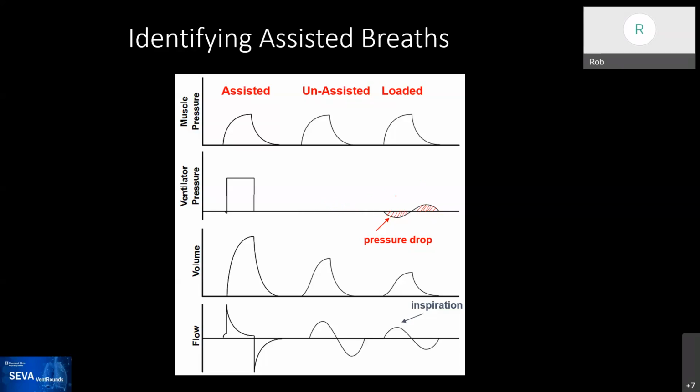So no, whether or not a breath is assisted is independent of the mode of ventilation. Although most modes of ventilation are designed to assist breath, they are not all in terms of the taxonomy. Excellent. Thank you, Rob.